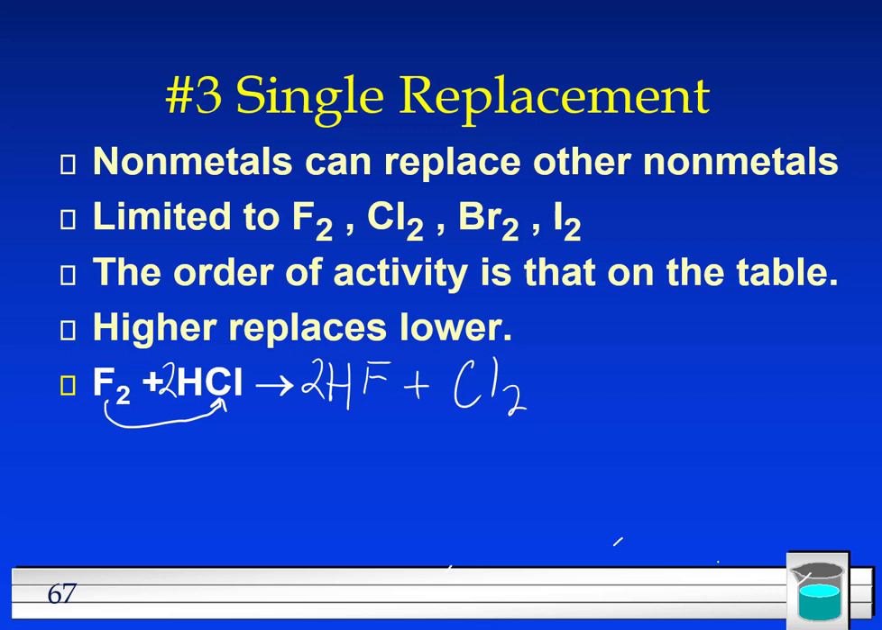So it's the same process. Do what the name says, single replace. Replace things that are like each other. Check to see if they're going to replace: see which one's higher, which one's lower. And if they do, then figure out subscripts, then balance. So you can put Cl2 plus 2HF, that's fine.